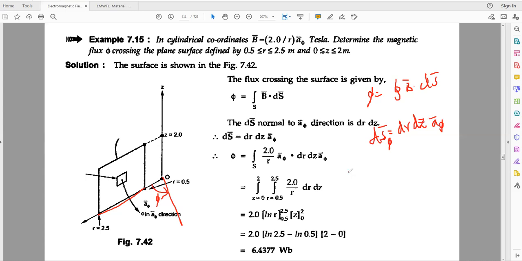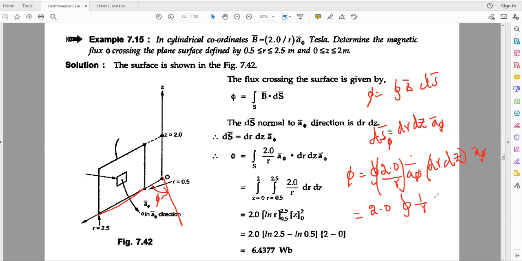B bar is given in the phi direction also. The phi is equal to the integral of B bar, 2.0 by R into A phi bar dr dz. A phi bar dot A phi bar is equal to 1. So 2.0, the integral is 1 by R into dr dz. That is equal to 2 into the R integral, R varies from 0.5 to 2.5, and the integral of Z varies from 0 to 2, 1 by R into dr.